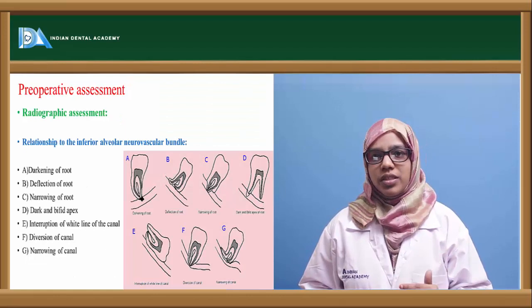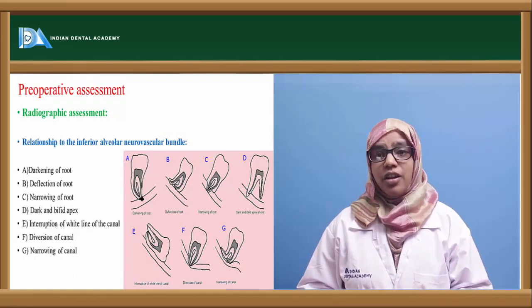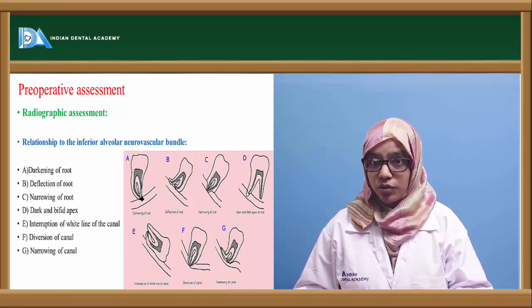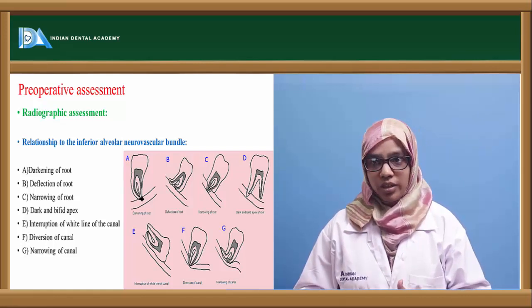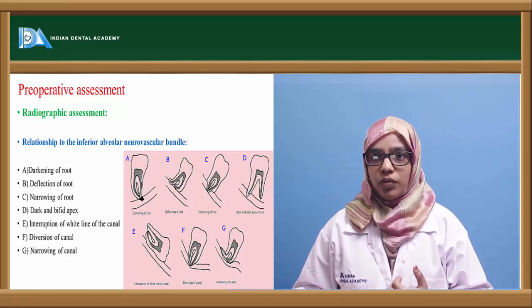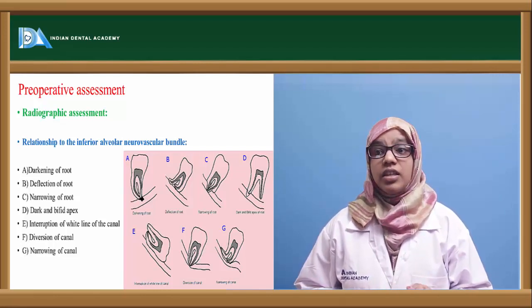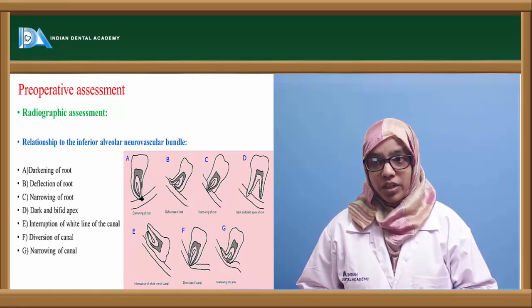Then you also assess the proximity of the third molar to the inferior alveolar canal. There are various radiographic identification criteria that you need to see to confirm whether the tooth is very close to the canal. As you can see in this photograph, there is darkening of the apex of the root, which shows the proximity of the root to the canal. There is deflection of the root, narrowing of the root, darkening and bifid apex.